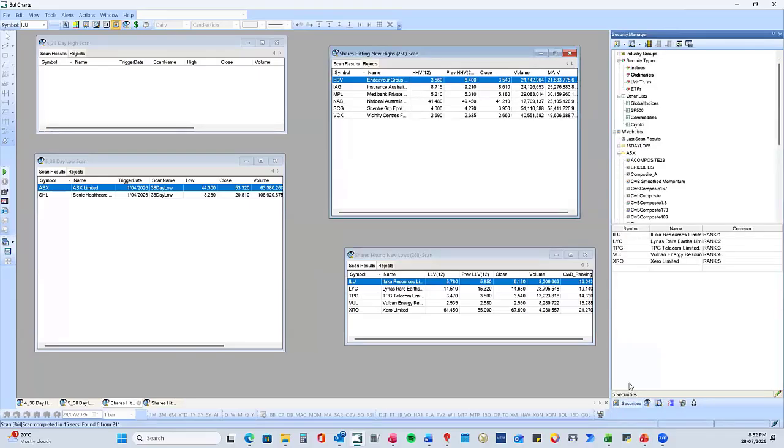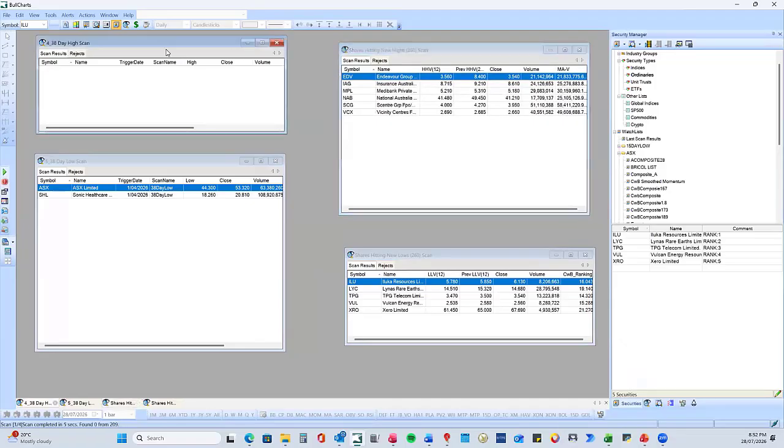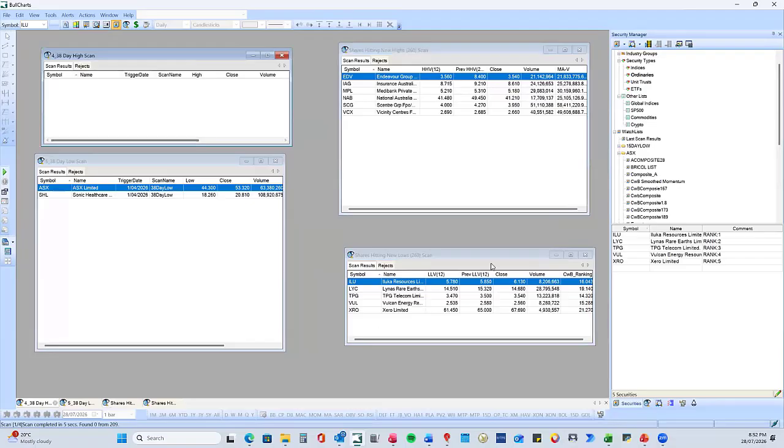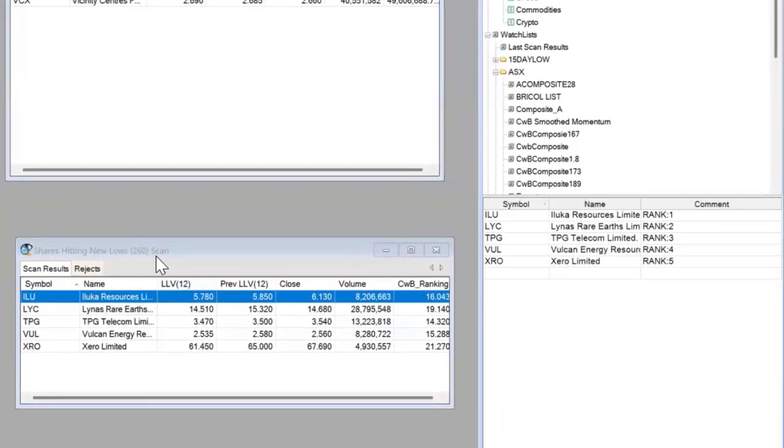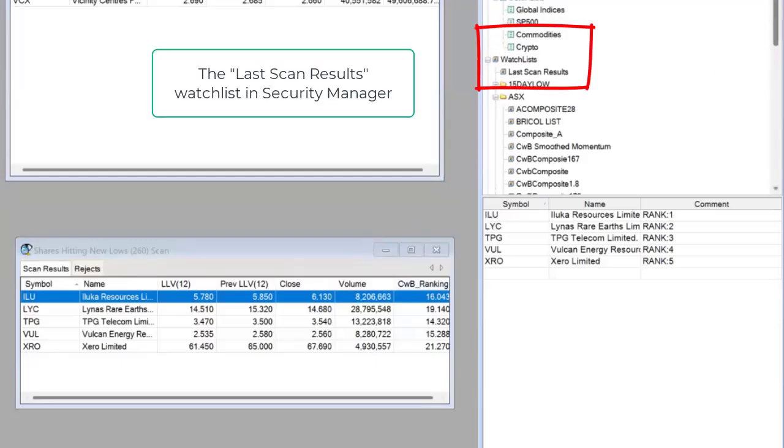Now, I had planned to do this a bit later in the video. I'm going to do it here now. I think it probably works better. You'll see that when it's run those scans, the last one it ran was this one here, the 260-day low. And it's actually created the last scan in there, and that will be showing up here in my scans.